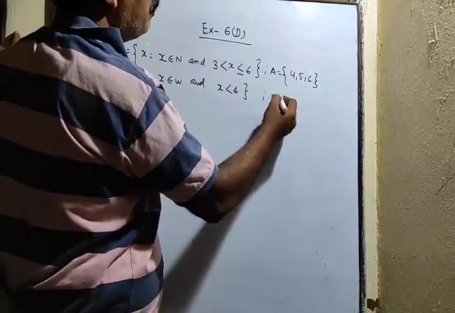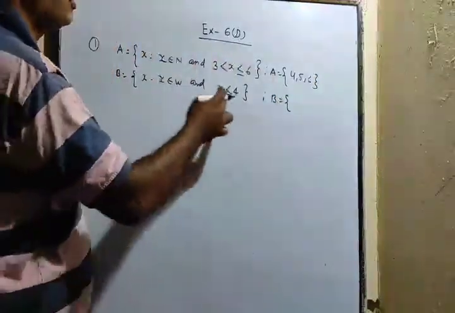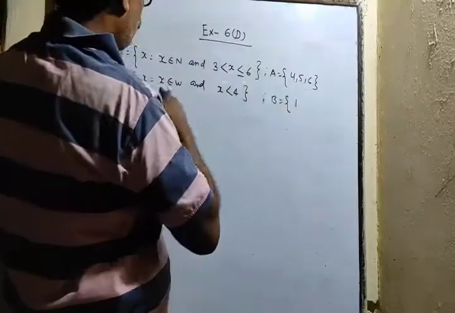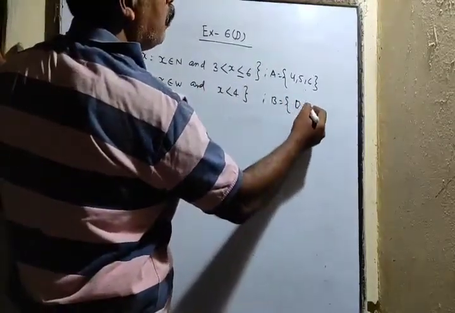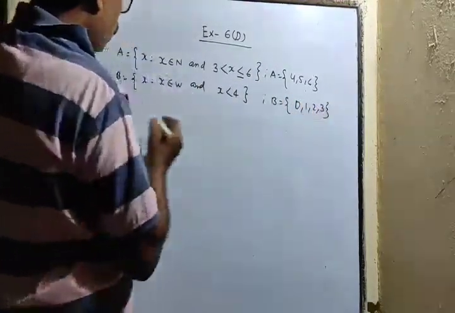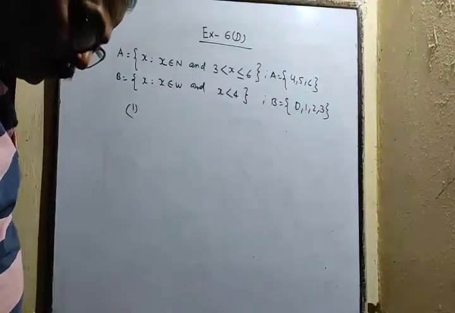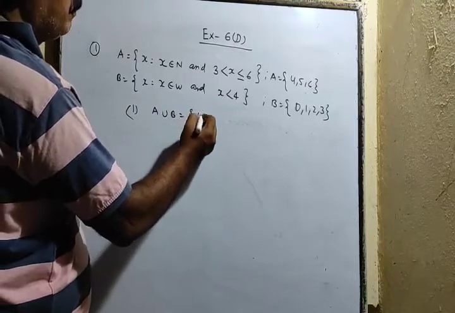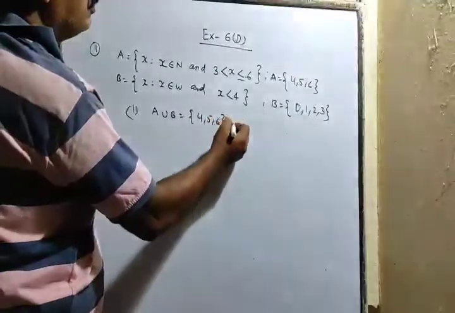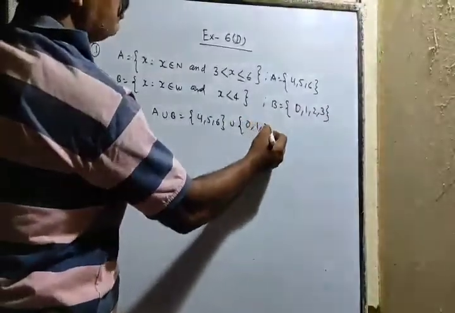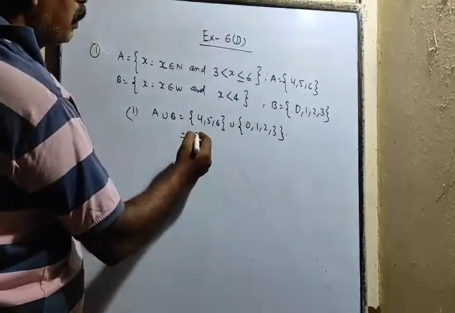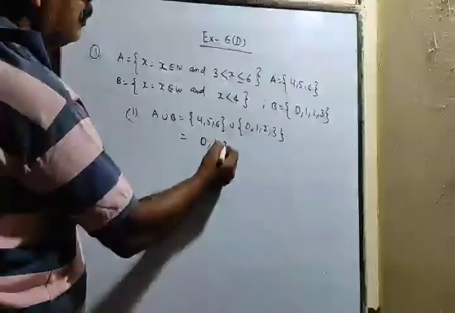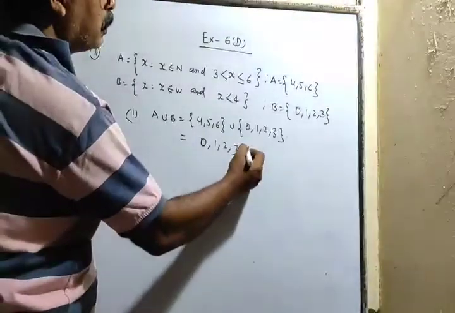And from here we'll find out B. So less than 4 is 1, 2 and 3. Whole number is there, so we'll add 0 also: 0, 1, 2 and 3. And the first part, you have to find A union B. So A union B will be {4, 5, 6} union {0, 1, 2, 3}. So it will come out as 0, 1, 2, 3, 4, 5, 6.